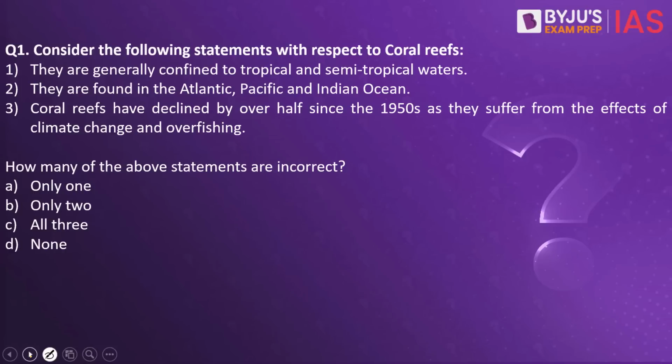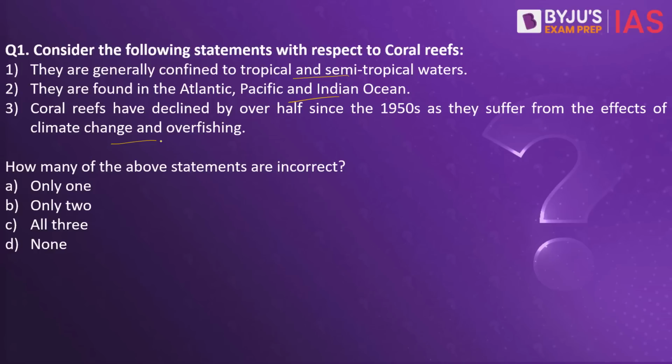Consider the following statements with respect to coral reefs. They are generally confined to tropical and semi-tropical waters. They are found in the Atlantic, Pacific and Indian Ocean. Coral reefs have declined by over half since 1950s as they suffer from the effects of climate change and overfishing. How many of the above statements are incorrect?